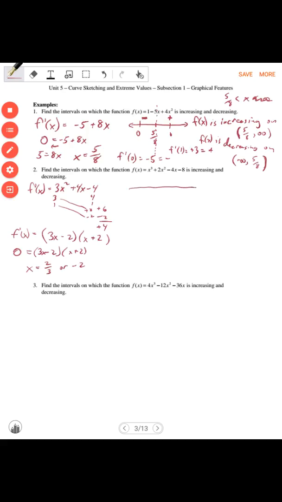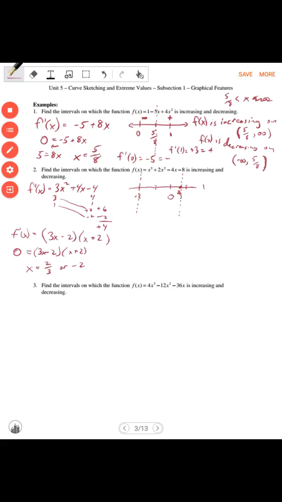Now we set up our number line again, like I taught you guys last time. This time we have two critical numbers, two critical values. We've got negative 2, so let's go negative 1, 0, 1, 2. Negative 2 would be here, so let's draw a little dotted line through there. And positive 2/3 is about here.